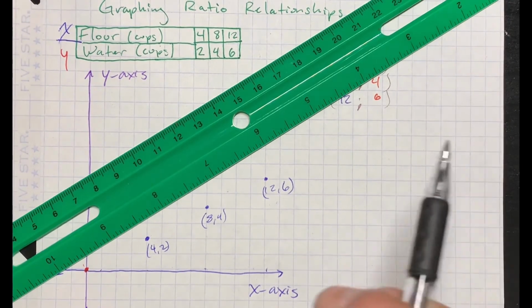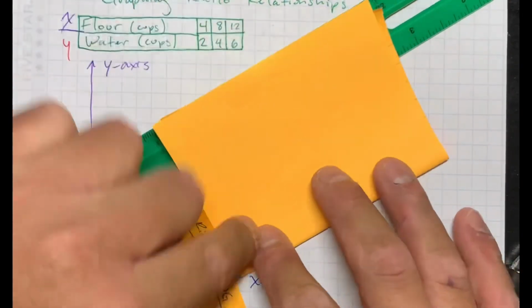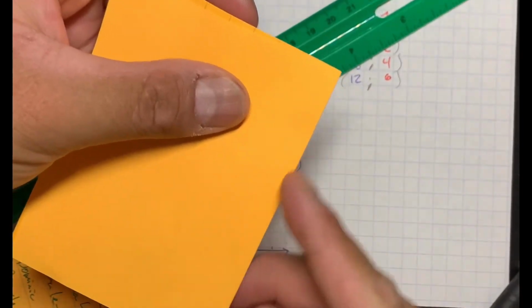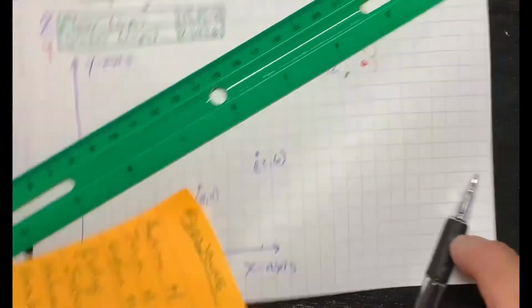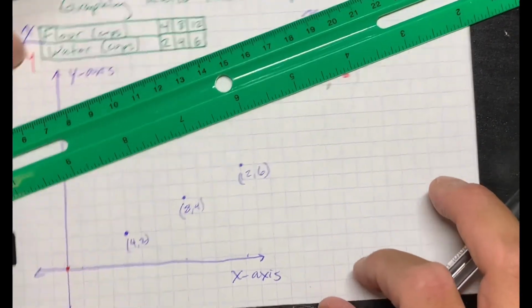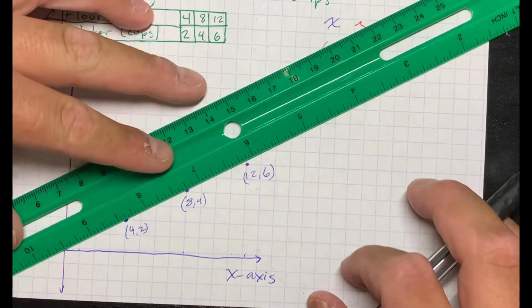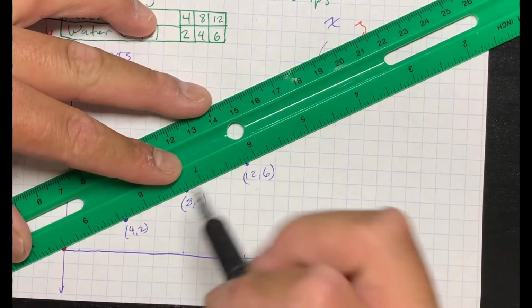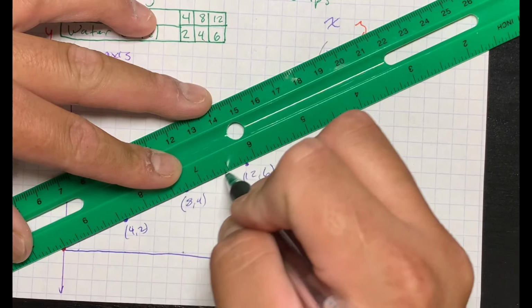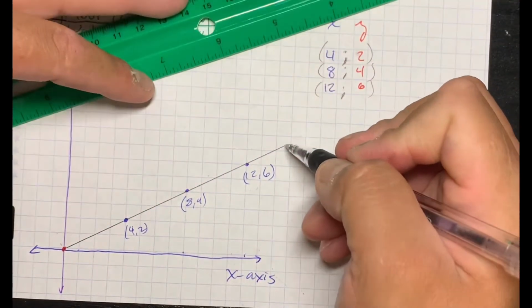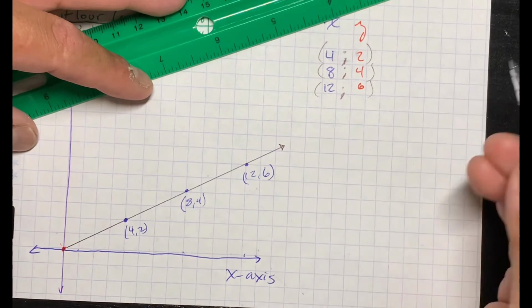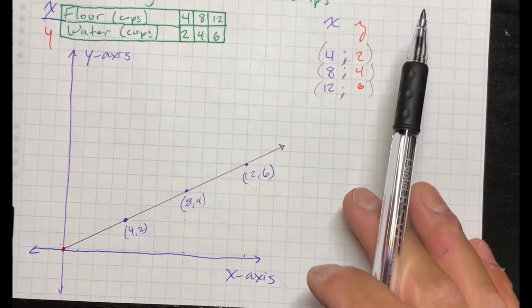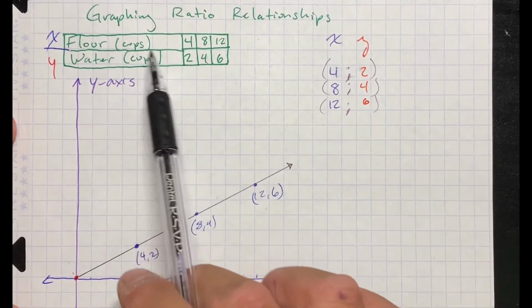For example, you can take some paper and just fold it in half and use this part as a straight edge to make a nice straight line. Okay, maybe that would help out a bit. So we're going to go ahead and connect all of these and connect it to the origin down here and connect it to the last dotted plot there. Go a little bit further out and put an arrow there because this is going to keep going. And there, my friends, you have graphed the ratio relationship between cups of flour to cups of water.